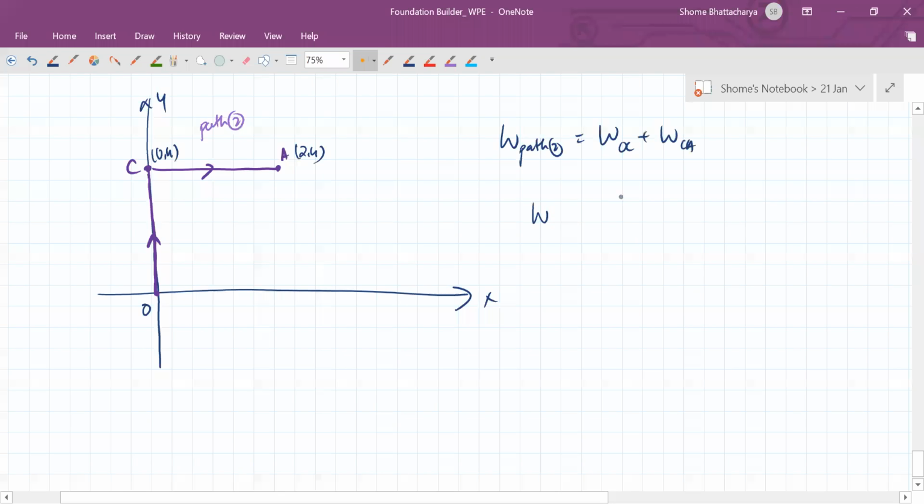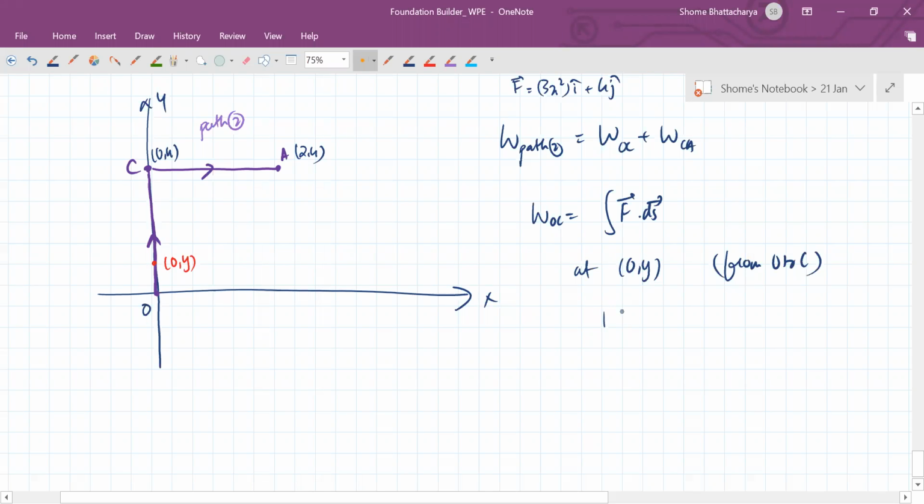So work done going from O to C, let's calculate how we'll get. When you are at any point like this, the coordinates of that point are 0, y. Okay. So immediately you will see that the force is only having a y component, because the force was like this. It was 3x squared i cap plus 4 j cap. At some point 0, y from O to C, you can see that the force will just be 4 j cap because the x coordinate is 0. So at this point of time, the force acting on the particle is only like this. And the displacement is also in the same direction.